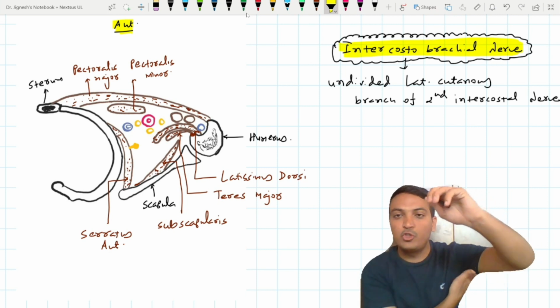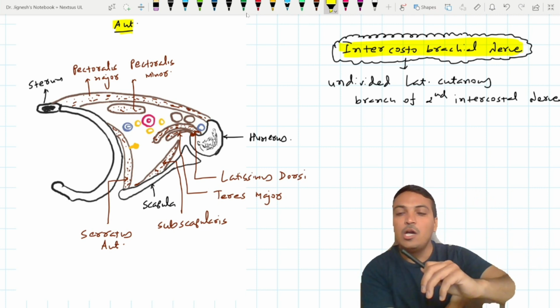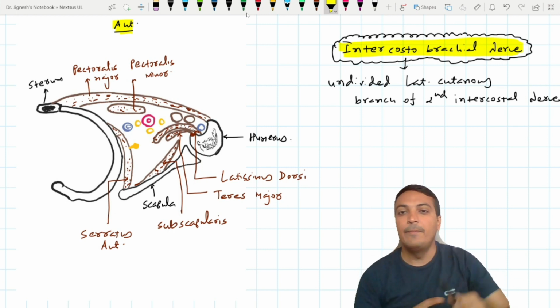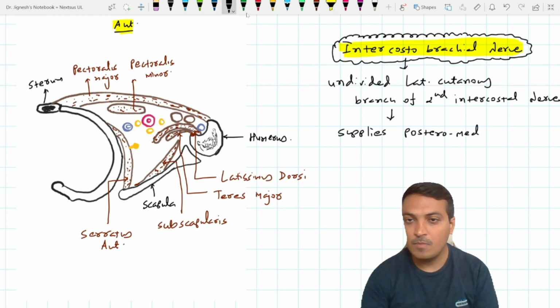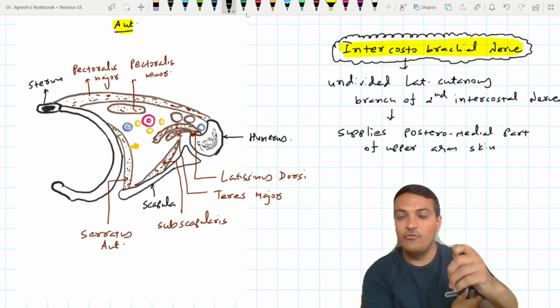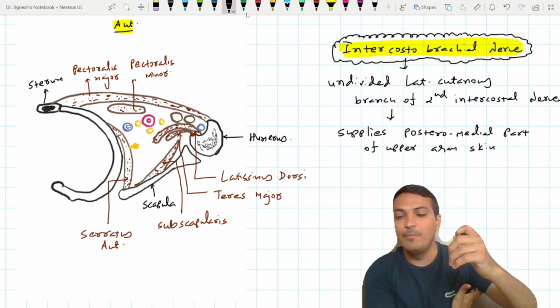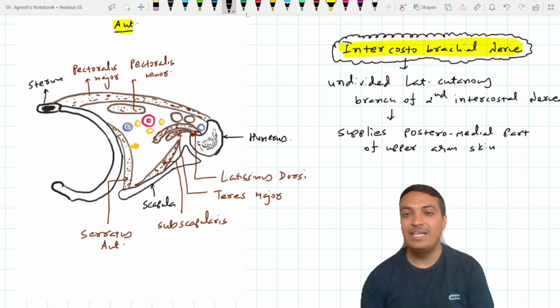and going to supply the posterior-medial part of the upper part of the arm. So the skin of the posterior-medial part of the upper part of the arm is going to be supplied by this intercostobrachial nerve. This can be asked as a short question or as an MCQ.